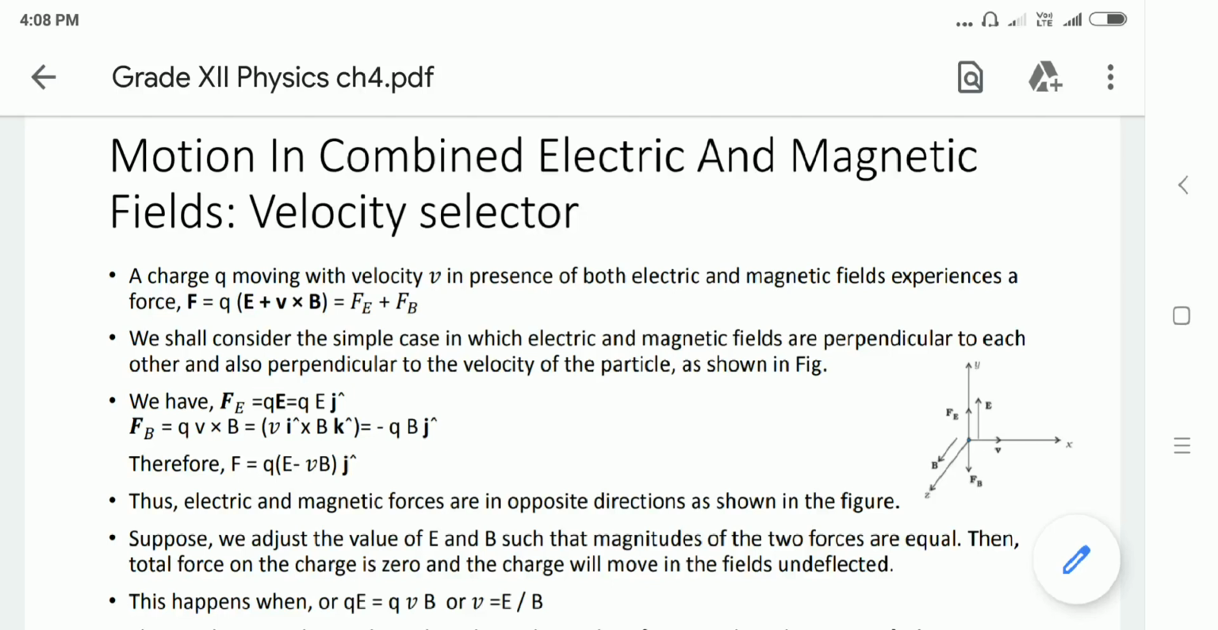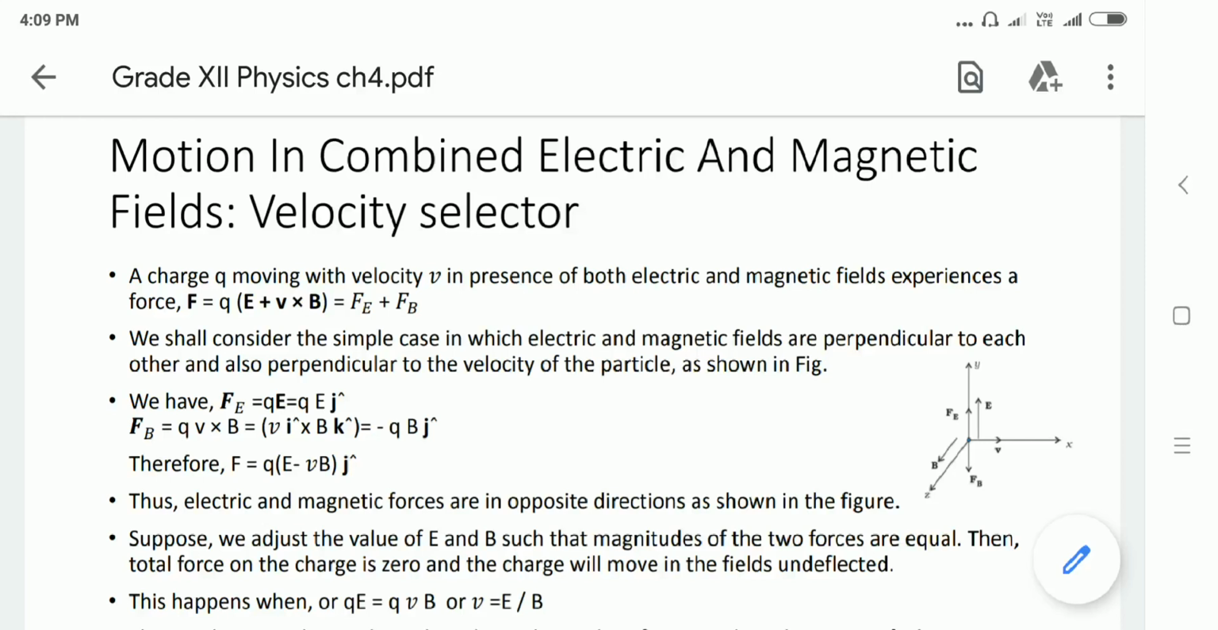Now, as shown in the figure, the electric field is present along the y-axis. So along the y-axis we have the vector component J. So we can write that Fe equals QE with the J caret vector component. And Fb, that is the magnetic force, is QV cross B.